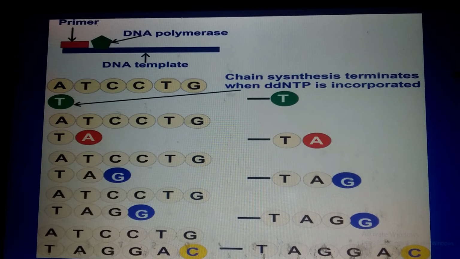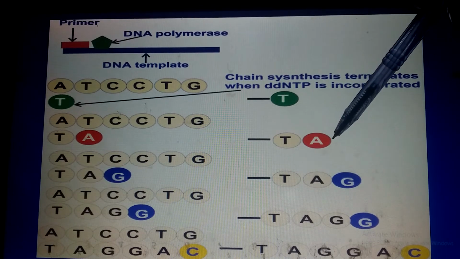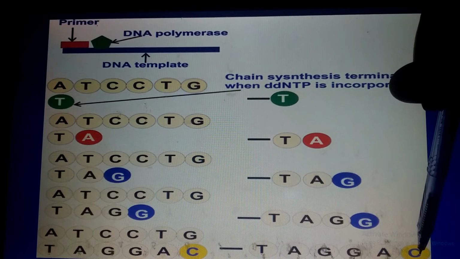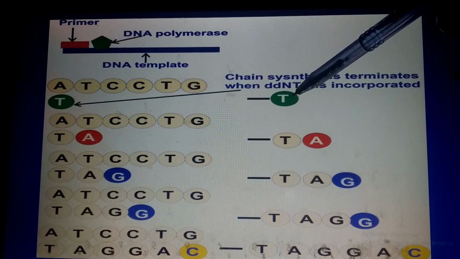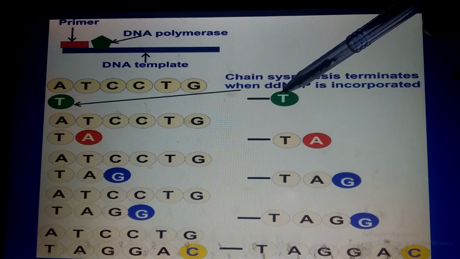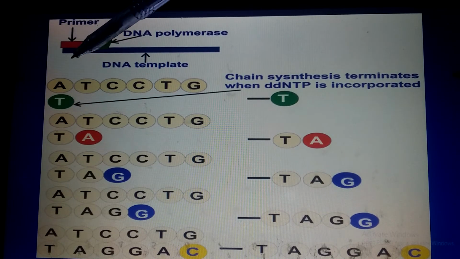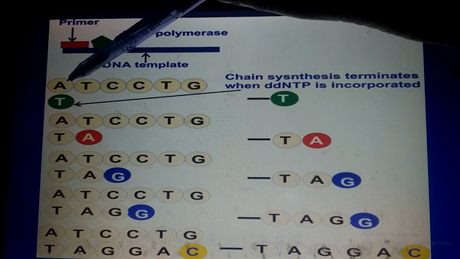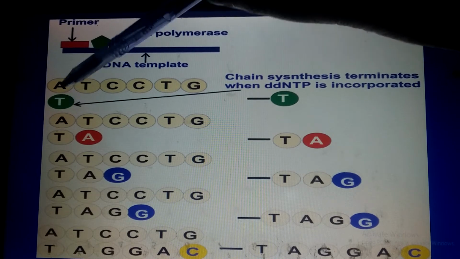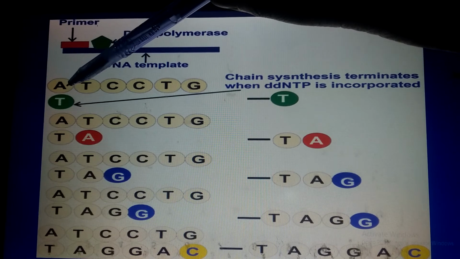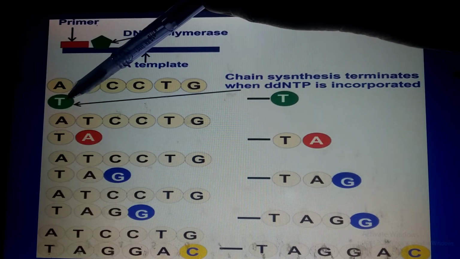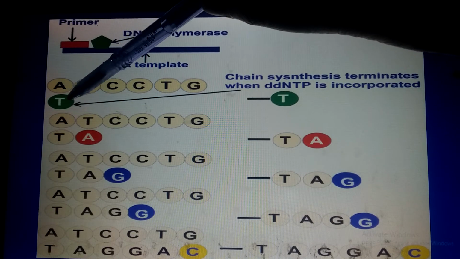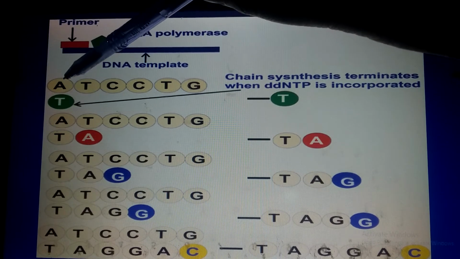So what will happen in each tube with different ddNTPs? There are four ddNTPs: ddTTP, ddATP, ddGTP, and ddCTP. So four reaction mixtures with different ddNTPs. You can see here in the first test tube, what will happen? There is ddTTP. This ddTTP stops the elongation of the DNA at a point here. So it will stop here and a very small fragment of DNA will be produced, because A is present here and the T of the ddTTP, which is a ddNTP, stops the chain.